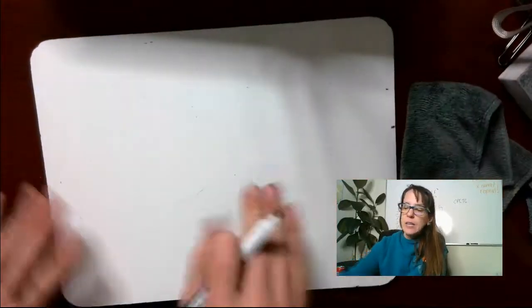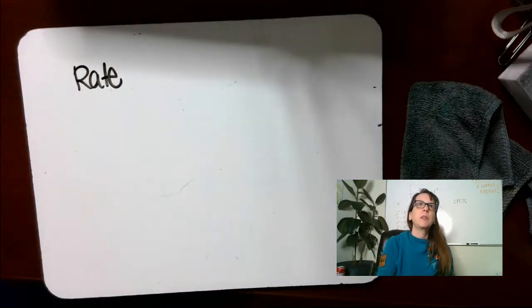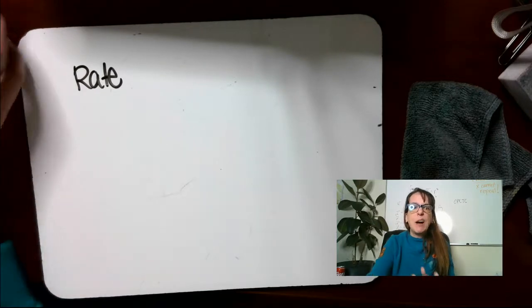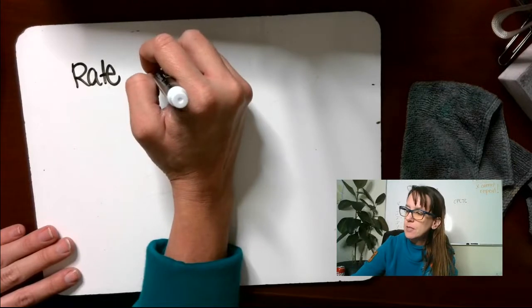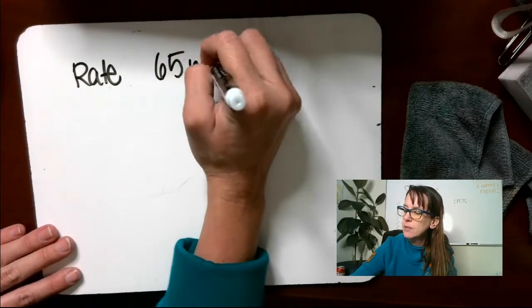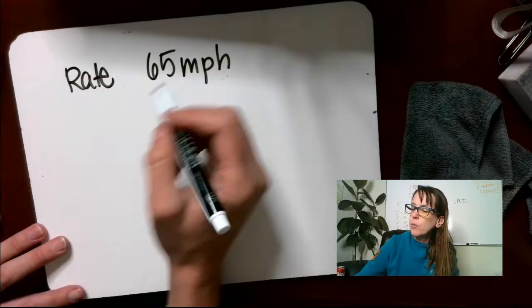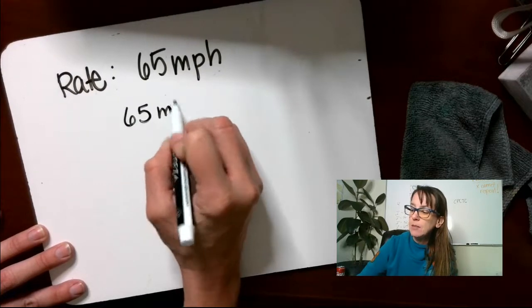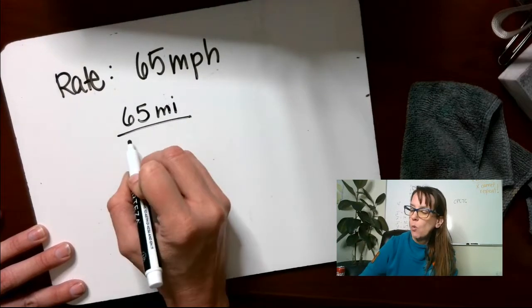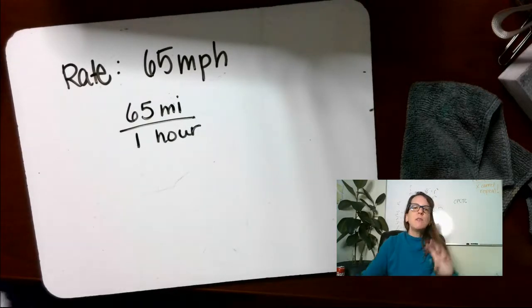Okay, the next thing we're going to talk about is rate. And the most common rate you are probably familiar with is driving down the highway, right? You go like 65 miles per hour, right? So we look at this and we do 65 miles per hour. The reason why I'm talking about this one is 65 miles per 1 hour. So guys, the word per means divide.